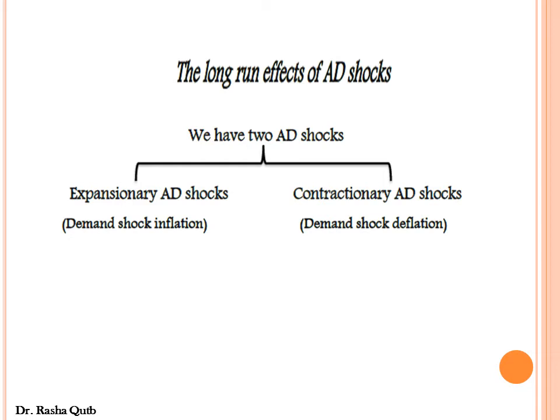On the other side, لما بيكون عندي negative aggregate demand shocks جت من فين؟ لو كان عندي decrease in autonomous expenditures like investment, government expenditures, the wealth decrease, or we have an increase in taxes. We call this negative or contractionary aggregate demand shocks. في برضو مسمى تاني بنسميه demand shock deflation.